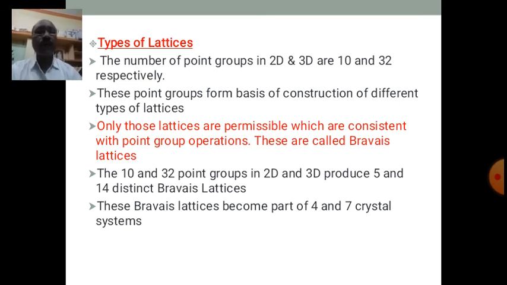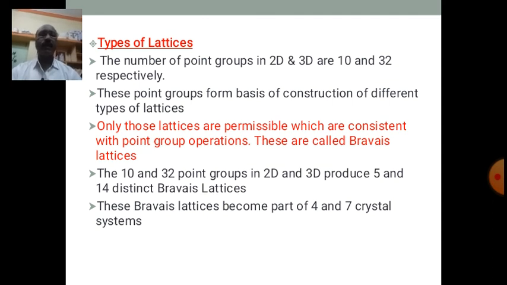So, for different types of lattices, there should exist some kind of point groups, and the lattices which are consistent with point group operations, point group symmetry elements, are called Bravais lattices. Only those lattices are permissible which are consistent with point group operations. These are called Bravais lattices.